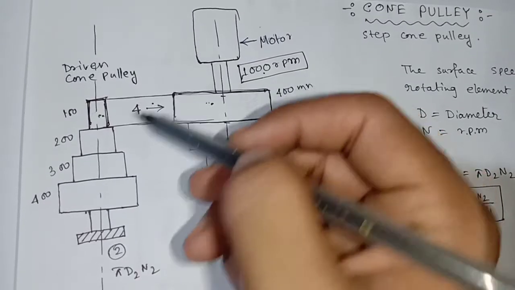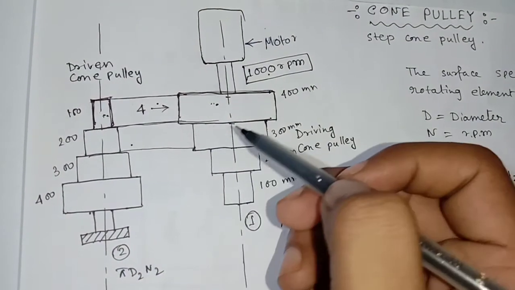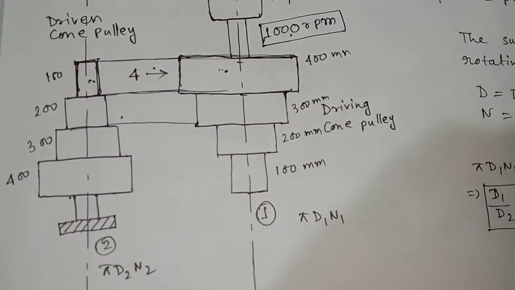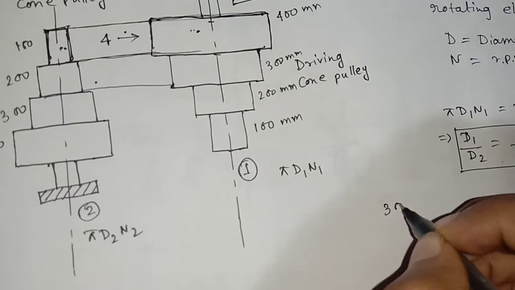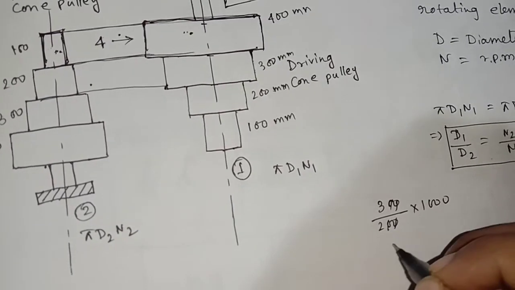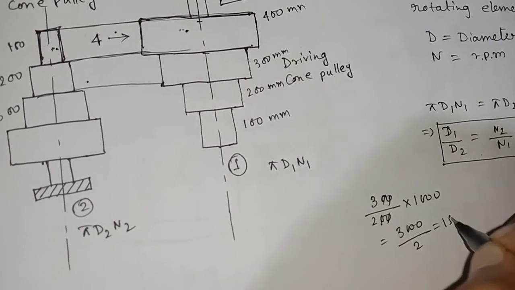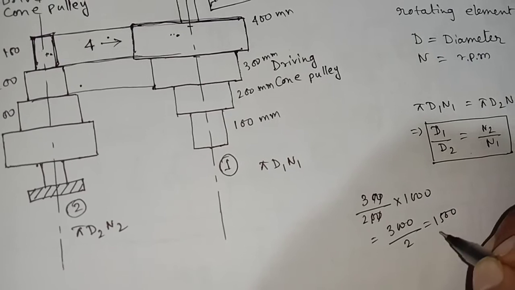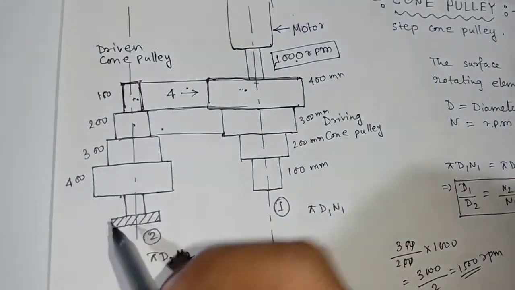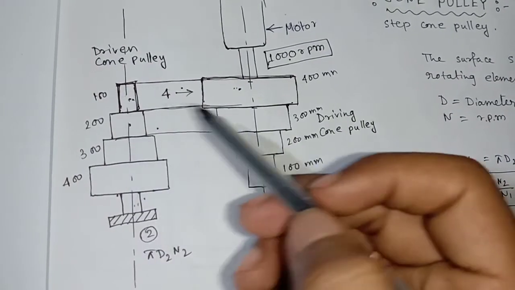And when the belt is shifted to that step, if I apply that same law, that means 300 by 200 into 1000 rpm. That means I can get 3000 by 2, which means 1500 rpm we can get here, okay. In this way we can get 4 different speeds in 4 different positions of the belt.